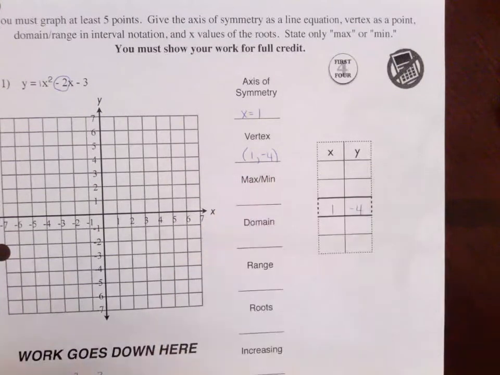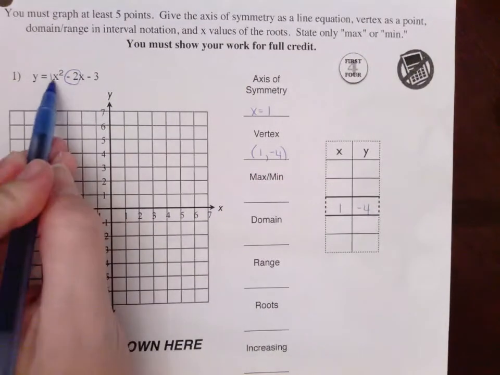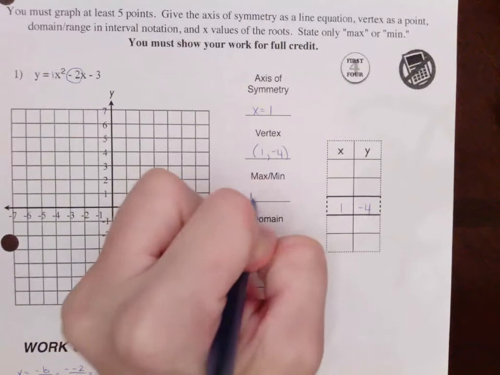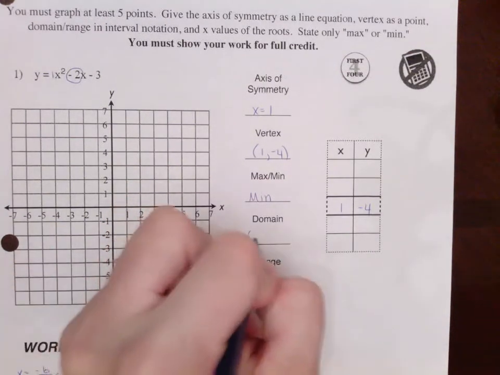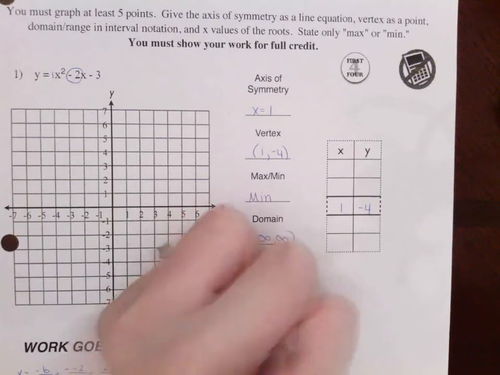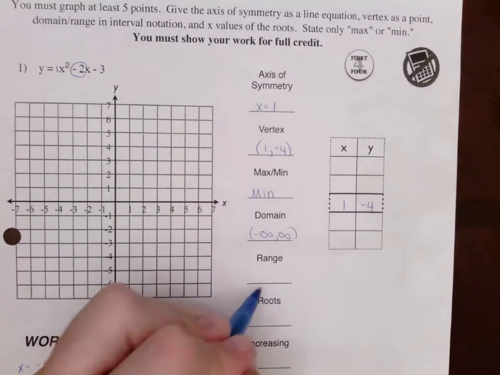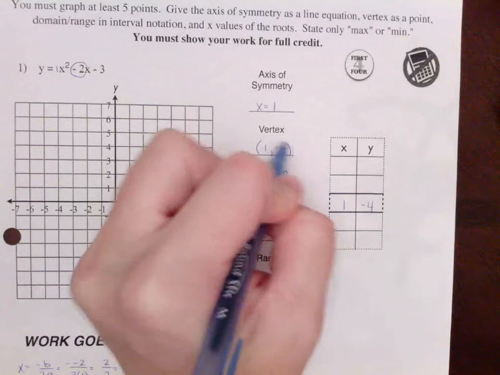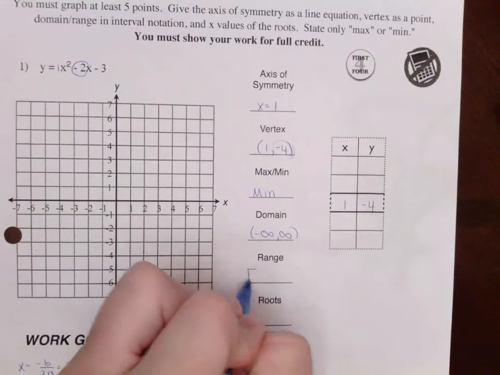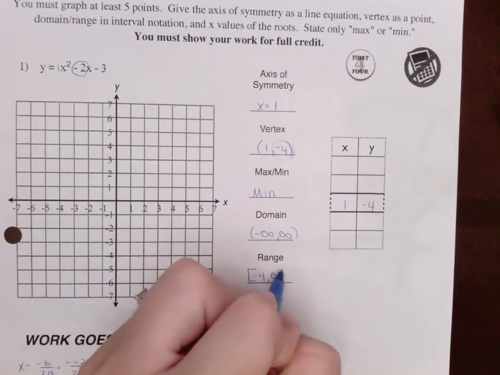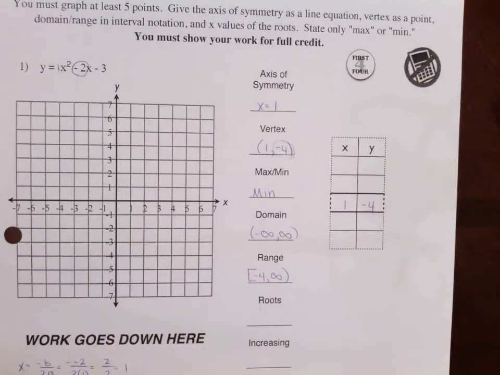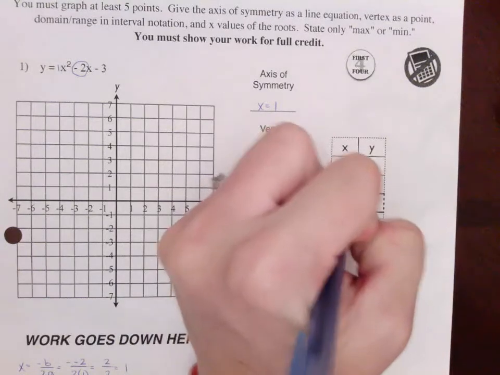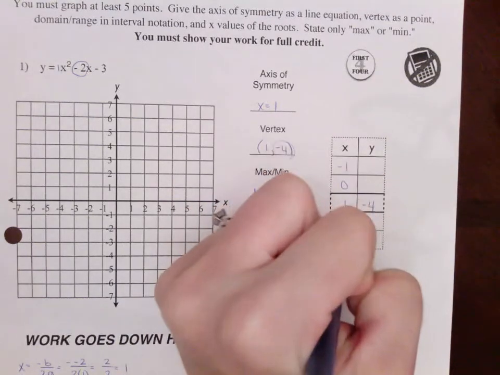1, negative 4. My a is positive, which means I have a minimum because the graph is going to be an upward-facing parabola. The domain is going to be negative infinity to positive infinity. The range goes from that point right there, that y value. So the range is going to go from negative 4 out to positive infinity. We'll come back and find the roots and increasing and decreasing once we fill in our table and make our graph. So let's fill in the values 0, negative 1, 2, and 3.